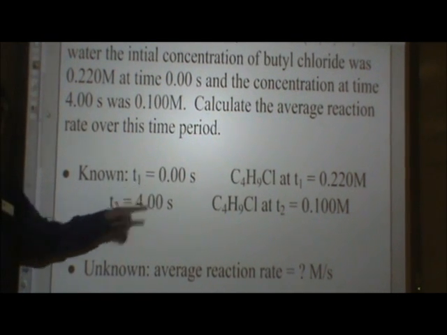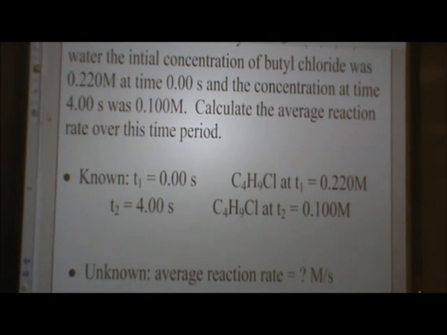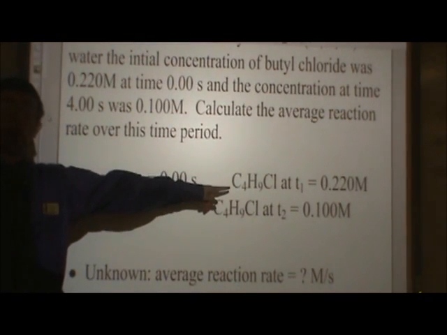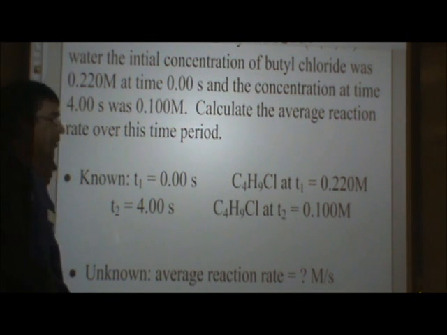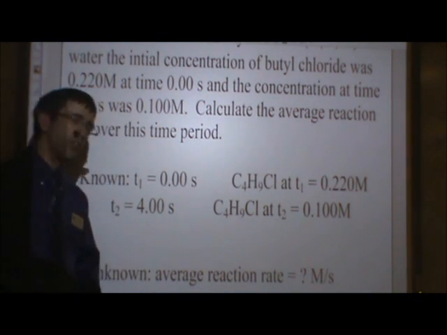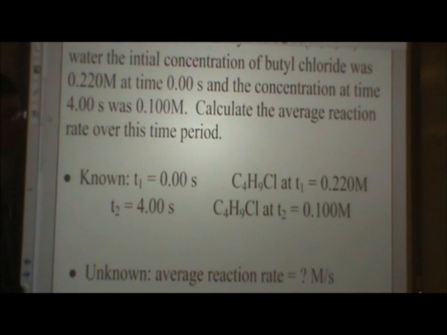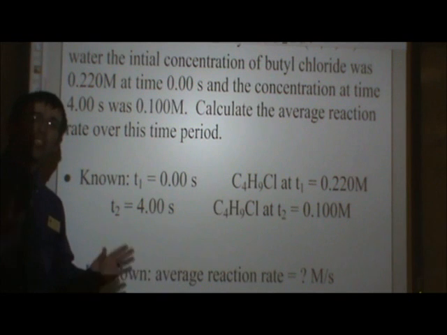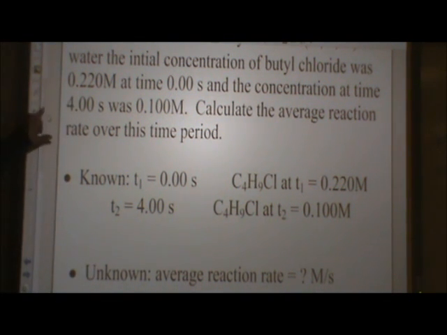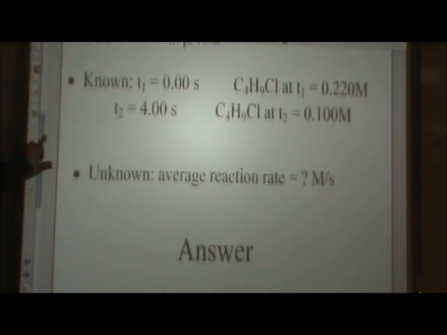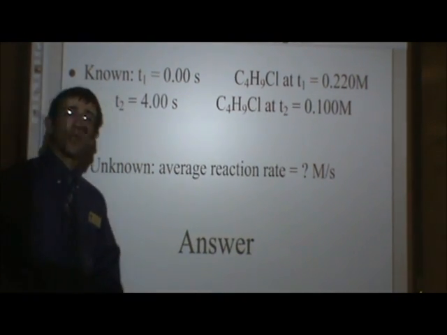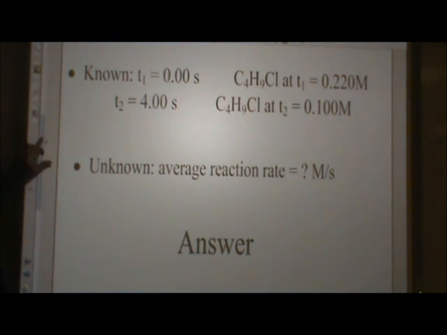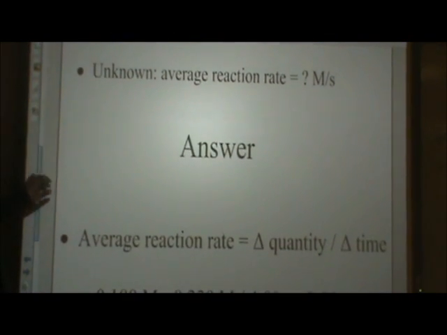It's already done for us here. We know that the time starts at 0 seconds and ends at 4 seconds. We know butyl chloride, that's this formula here, starts at a 0.220 molar solution and ends at 0.100 molar. So it goes from 0.220 to 0.100. This is just an easy plug and chug equation here. So, what do we want to find out? We want to find out the reaction rate, molarity per second. What we've got to do is simply plug this in.